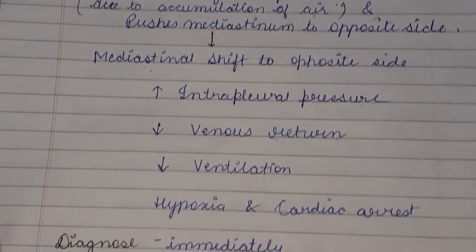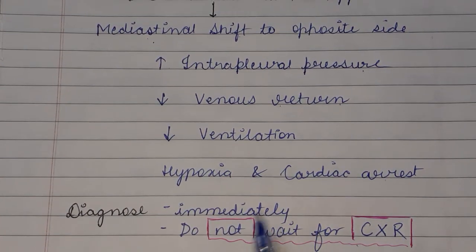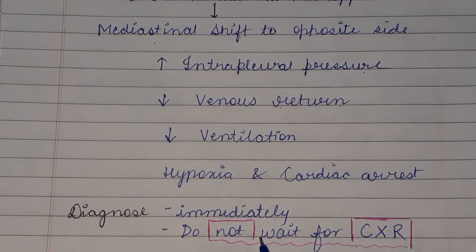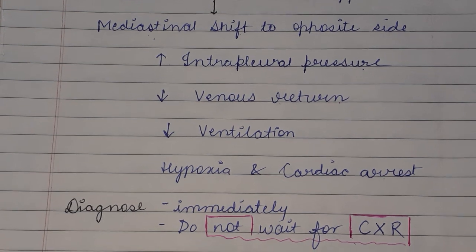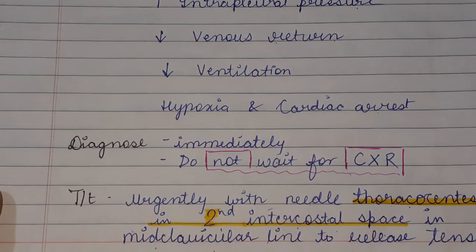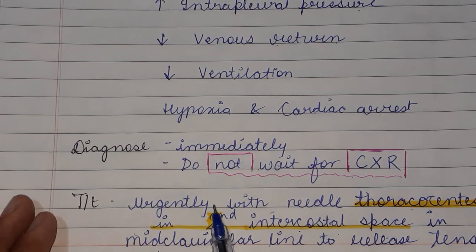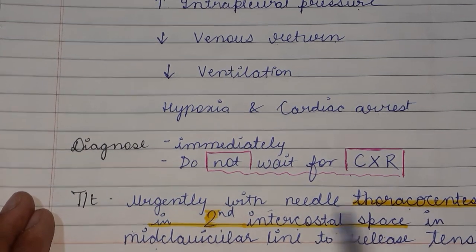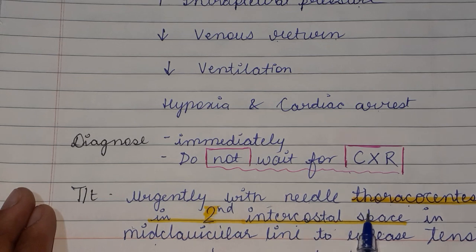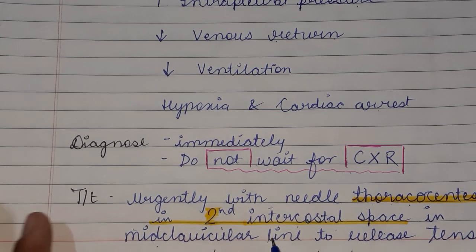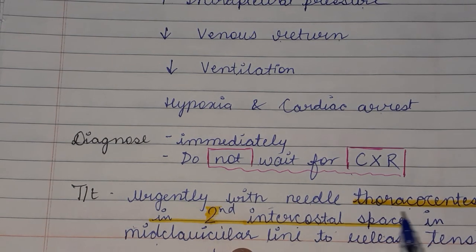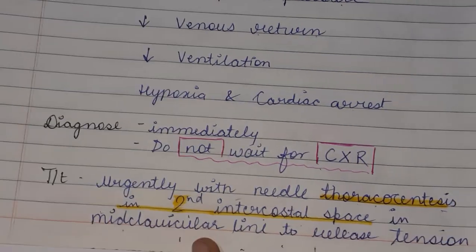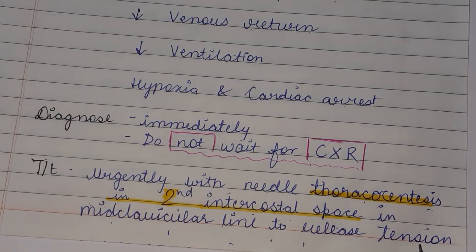Okay, now the diagnosis should be immediate. Okay, जो भी डॉक्टर है वो जल्दी से इमीडिएटली डायग्नोस करेगा और उसको चेस्ट एक्सरे के लिए वेट नहीं करना पेशेंट को. अर्जेंट ट्रीटमेंट होना चाहिए. तो अर्जेंट ट्रीटमेंट में निडल thoracocentesis in the second intercostal space in mid clavicular line में सेकेंड इंटरकोस्टल स्पेस में निडल थोरेकोसेंटेसिस करेंगे ताकि टेंशन जो है वो रिलीज हो सके. दिस इज द अर्जेंट ट्रीटमेंट.